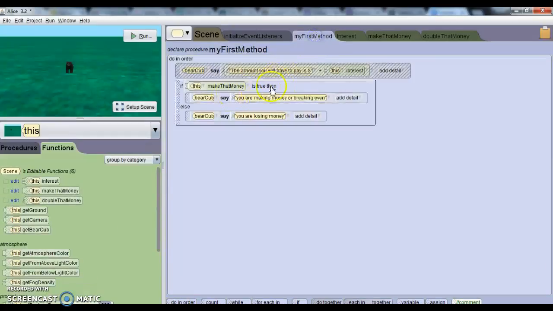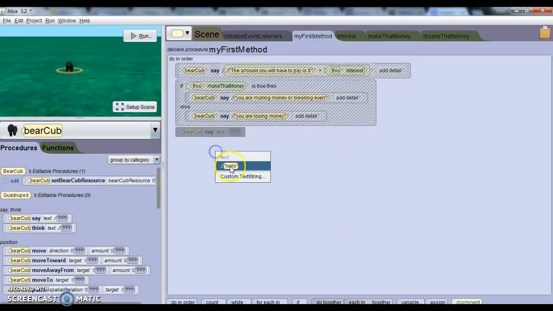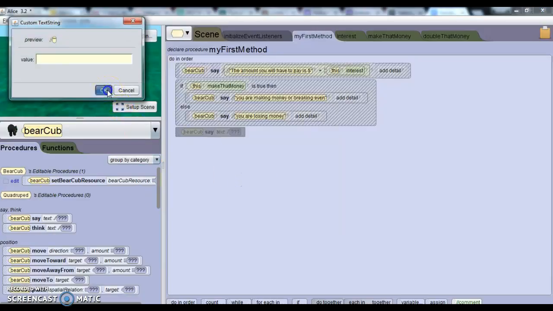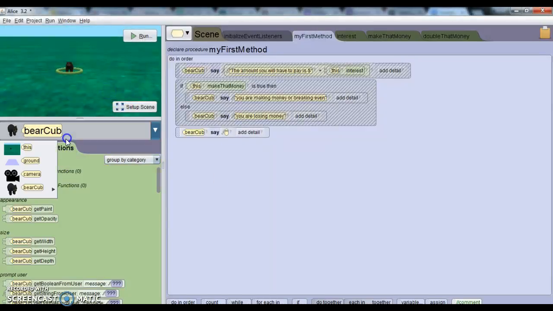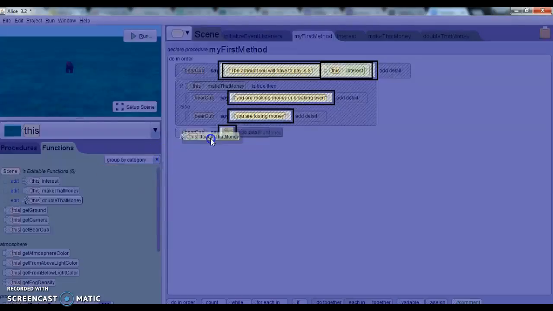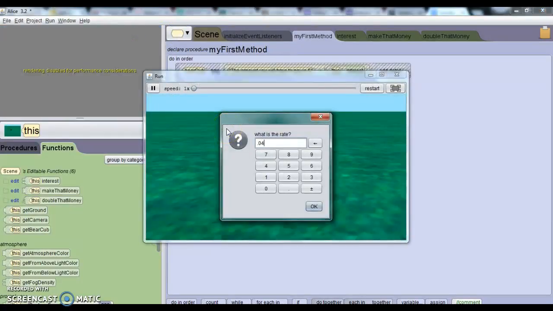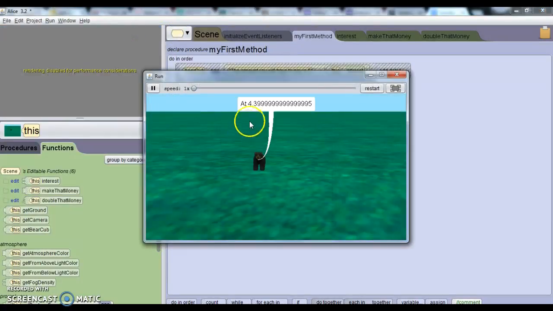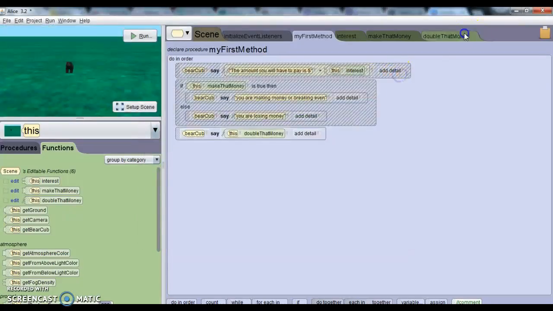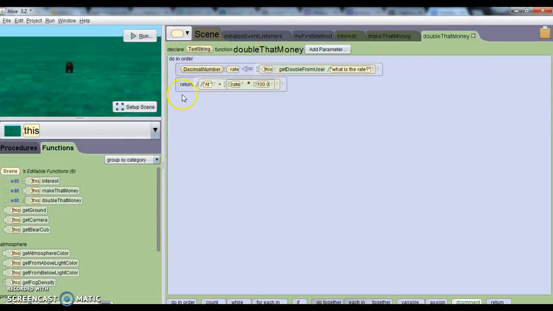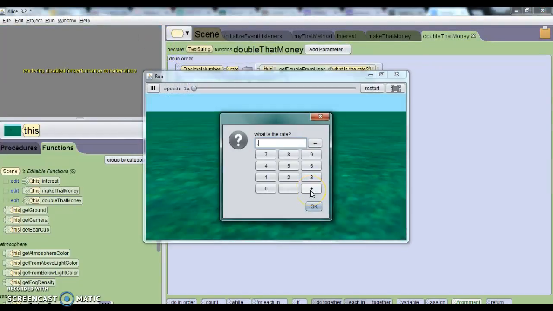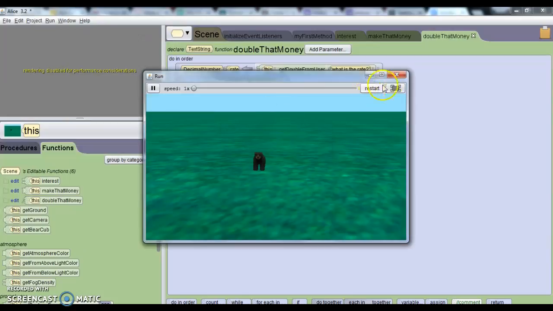So we can test this first part by having our bearer say the function of double that money. So if you said 0.044, it should say, well, 4.39, and there's some error with that, but that's fine, okay? So if you said 0.05, it'll say at 5.